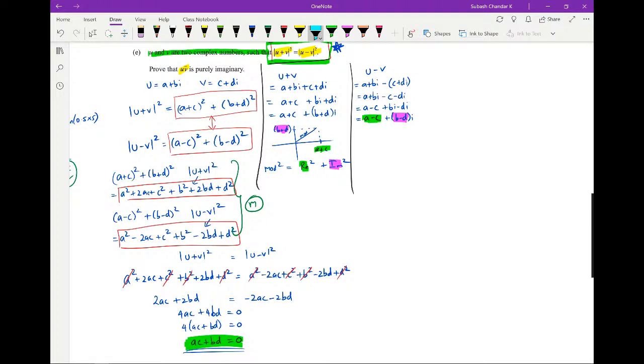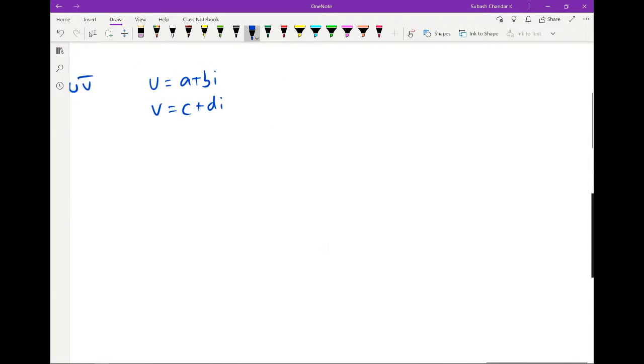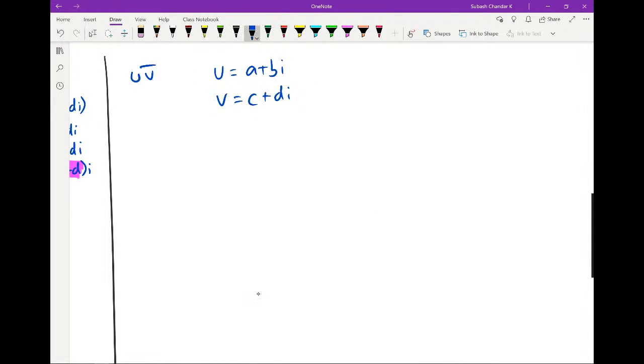Now we're going to look at what the question's actually asking us. The question's asking us, prove that U conjugate V is purely imaginary. And we said that U is equal to A plus BI and V is equal to C plus DI. So here's the thing. This is what we know so far. We know that AC plus BD equals 0. We also know the conjugate of V is equal to C minus DI.